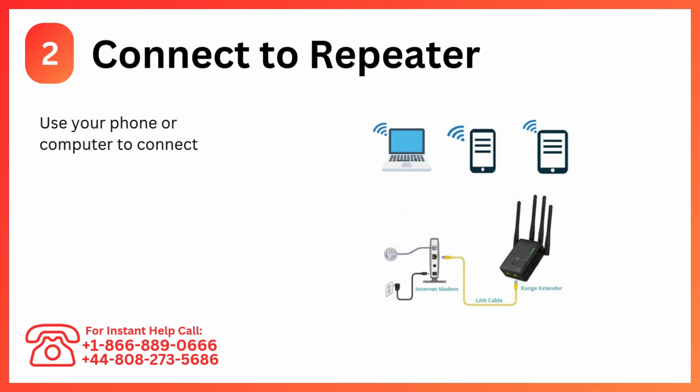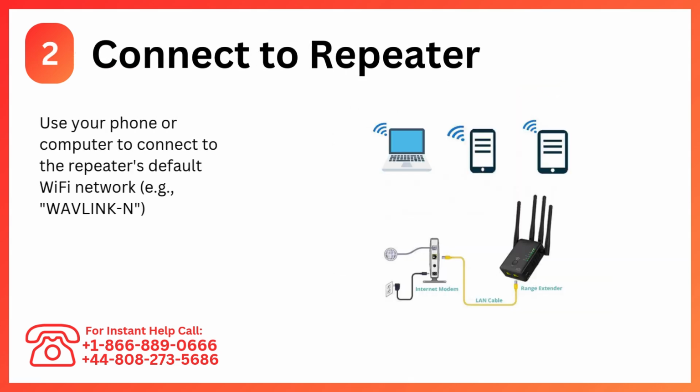Step 2. Connect to repeater. Use your phone or computer to connect to the repeater's default Wi-Fi network, e.g., Wavlink N.